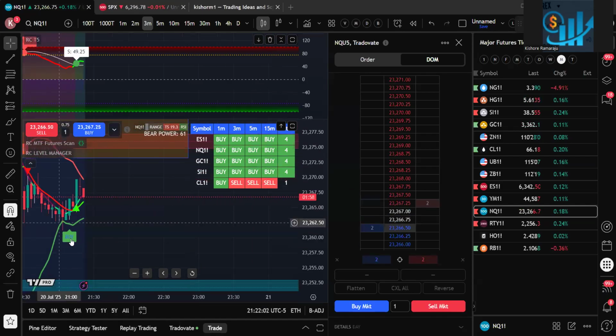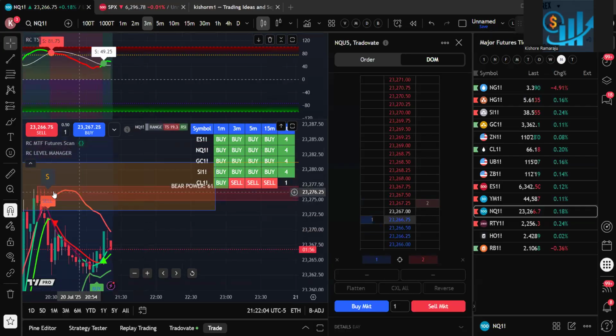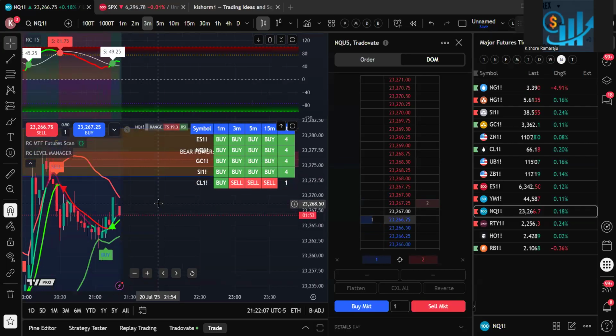And that too, whenever it comes to the bottom, right? We don't want to buy at a top. We'll wait for a pullback, and at the bottom, if you get a buy, that is a good one.